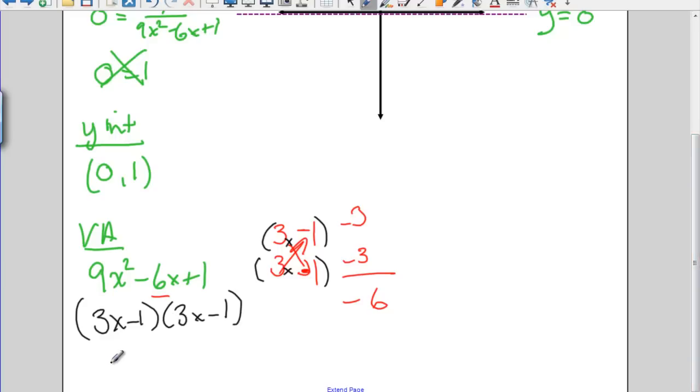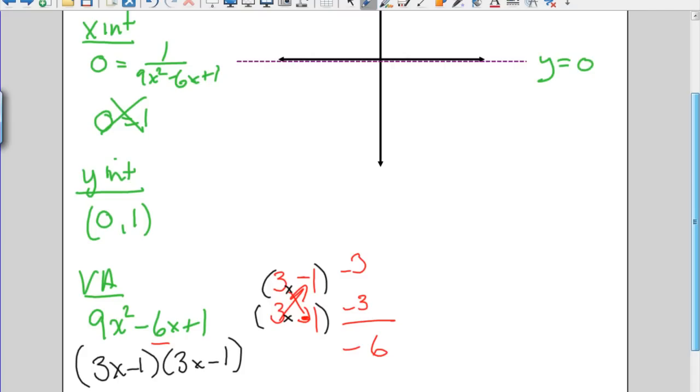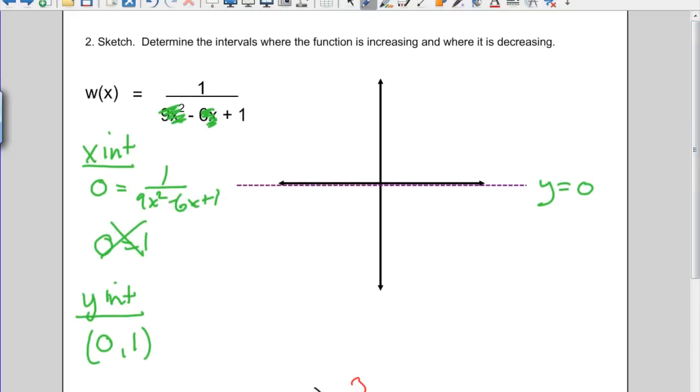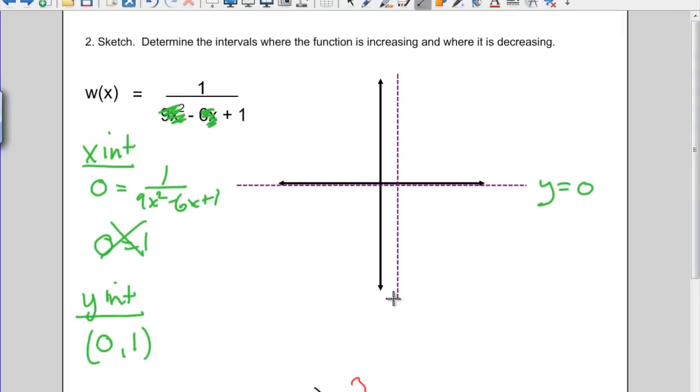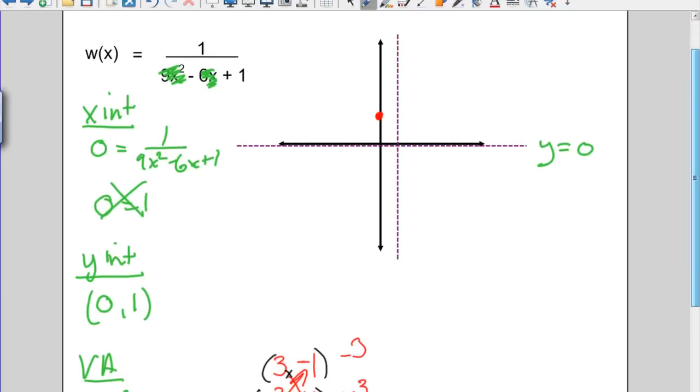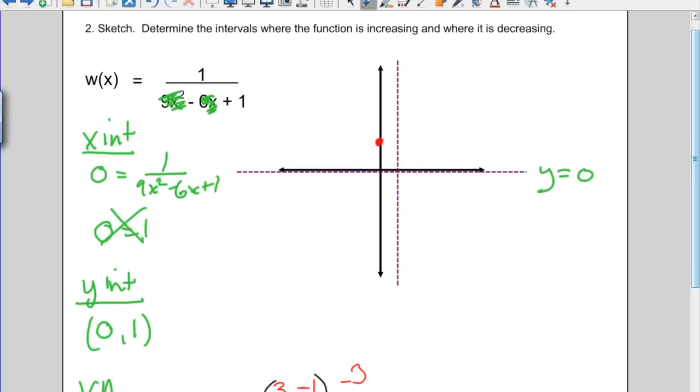So if I were to factor this, the factors are 3x minus 1 times 3x minus 1. This tells me that there's a vertical asymptote at x equals 1 over 3. I would sketch that line at 1 over 3, and I would plot that y-intercept, which is located at (0, 1). Then I need to take a look back and determine what those end behaviors are.